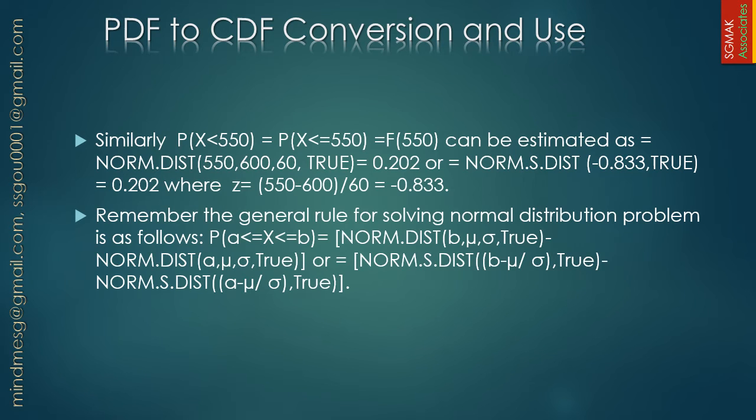Remember, the general rule for solving normal distribution problems is as follows. Probability x takes values between a and b is given by norm.dist with parameters b, mu, sigma, true, minus norm.dist with parameters a, mu, sigma, true. Or we can solve in terms of standard normal distribution where the parameters change to b minus mu over sigma and a minus mu over sigma.